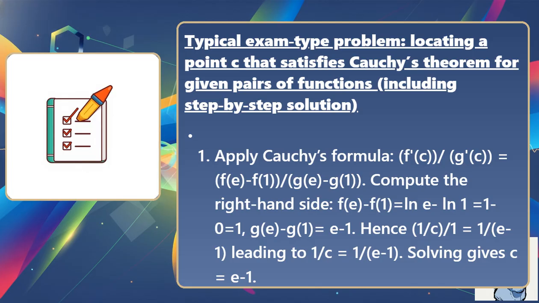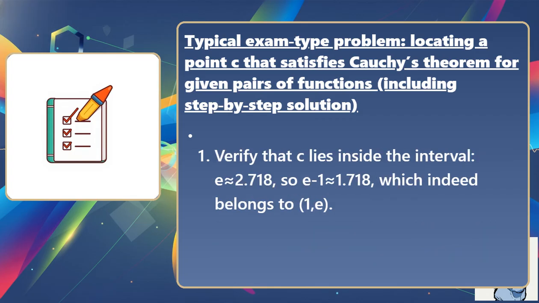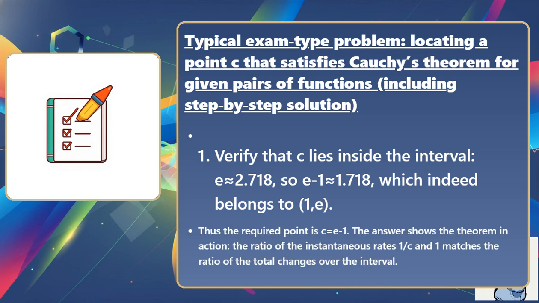Hence (1 over c) divided by 1 equals 1 over (e minus 1), which gives 1 over c equals 1 over (e minus 1). Solving gives c equals e minus 1. Step 5. Verify that c lies inside the interval. e is approximately 2.718, so e minus 1 is approximately 1.718, which indeed belongs to the open interval (1, e). Thus the required point is c equals e minus 1.